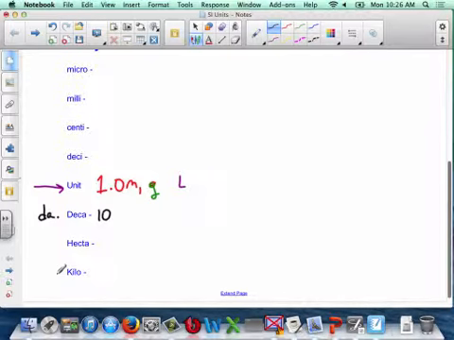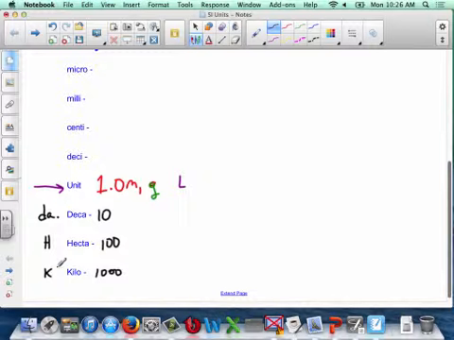So what do you think hecto is? 100. We'll represent that with a capital H. And then kilo is 1,000, represented by the letter K.